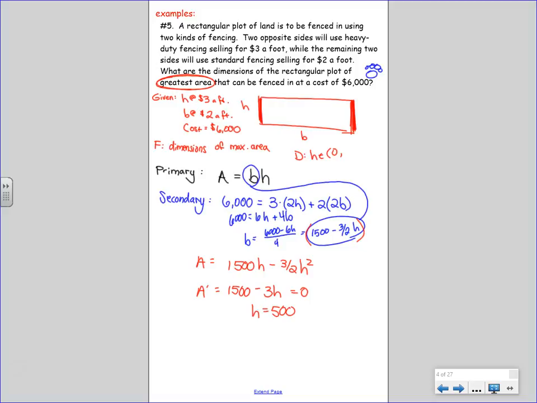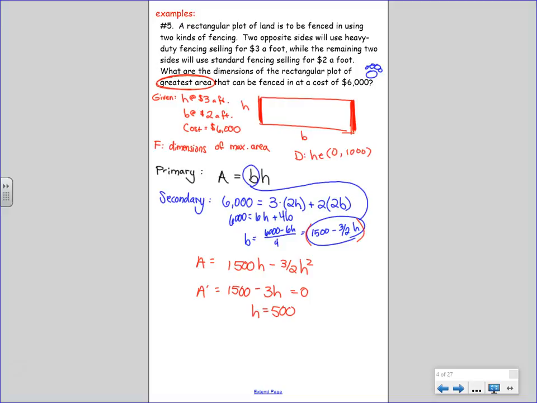But either way, kiddos, are either of these endpoints? If H was 1,000, I'd have no money for B, so B would be 0. That wouldn't be practical. It wouldn't be a rectangle anymore. So do you see how they're not even endpoints? Yes. They're not even endpoints. Guess what? Don't care. Here's our answer.